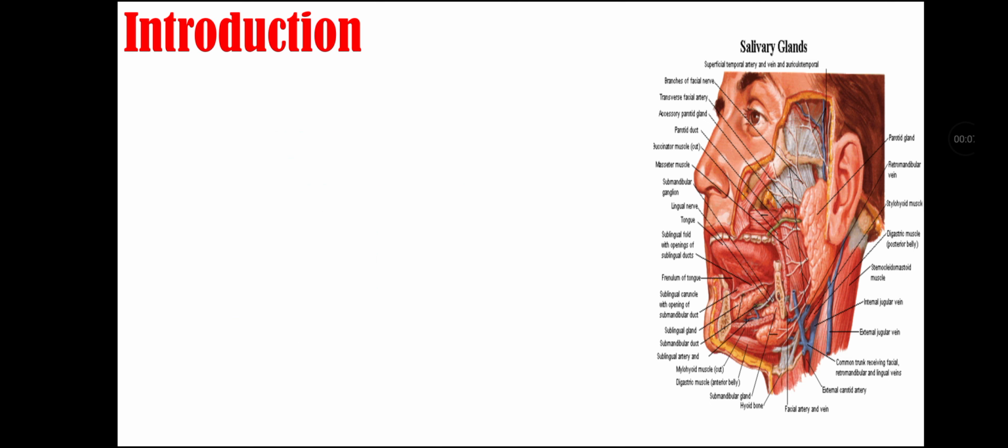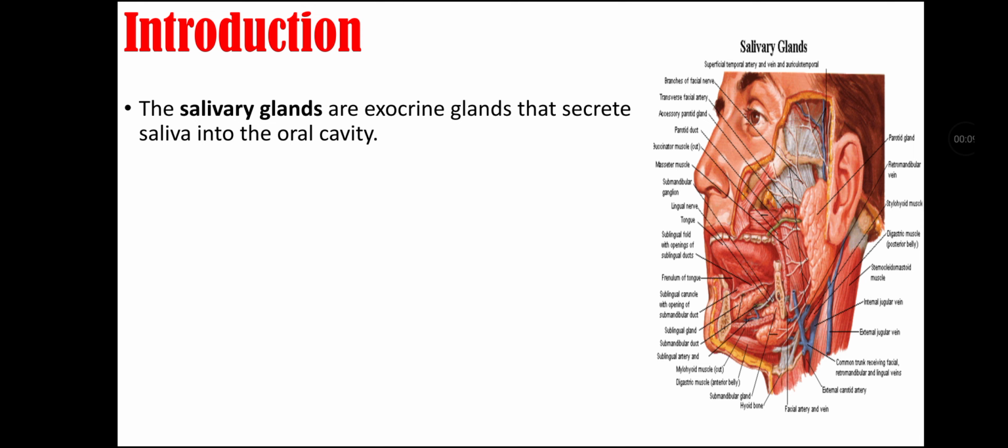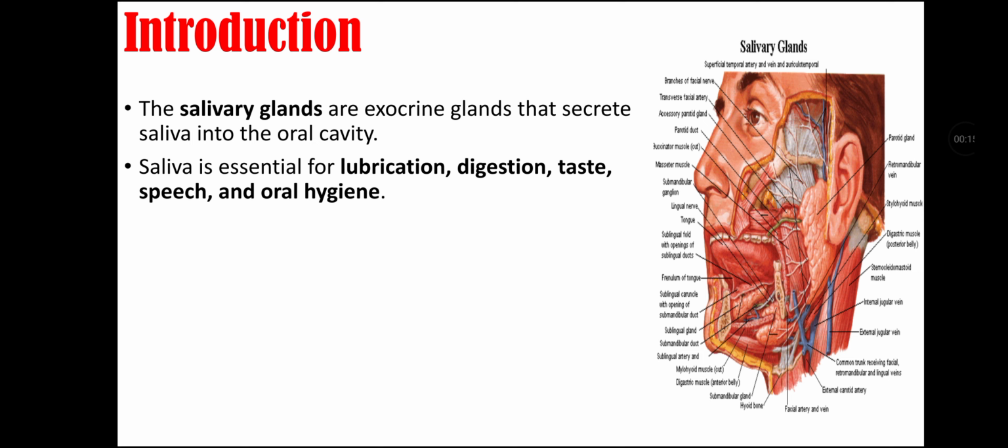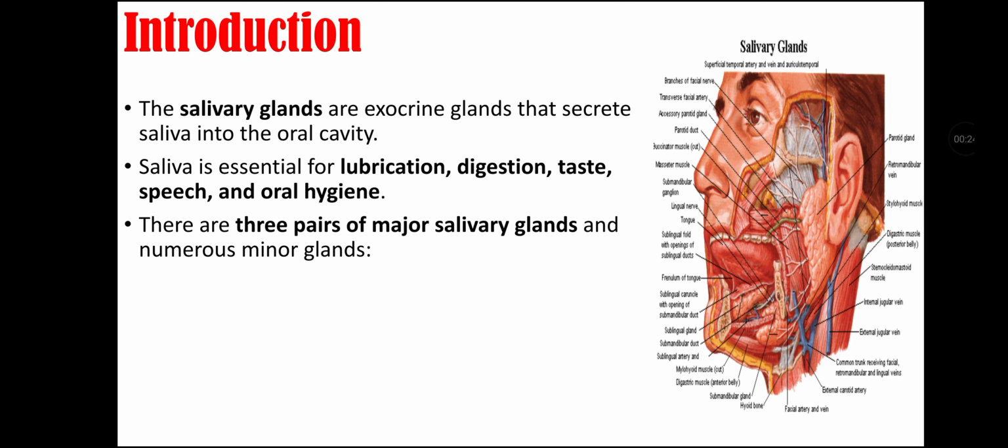So let's start our topic with introduction. Salivary glands are exocrine glands that secrete saliva into the oral cavity. Saliva is essential for lubrication, digestion, taste, speech, and oral hygiene. There are three pairs of major salivary glands and numerous minor glands.